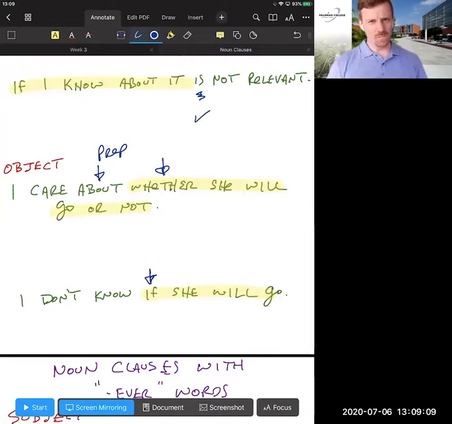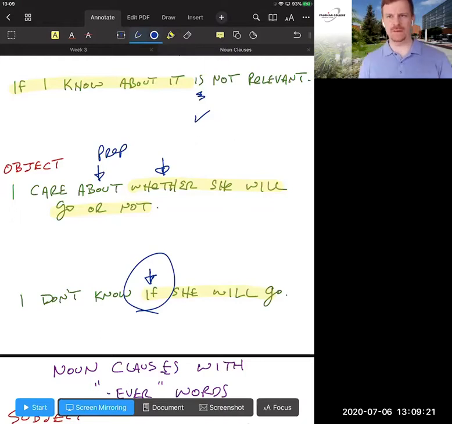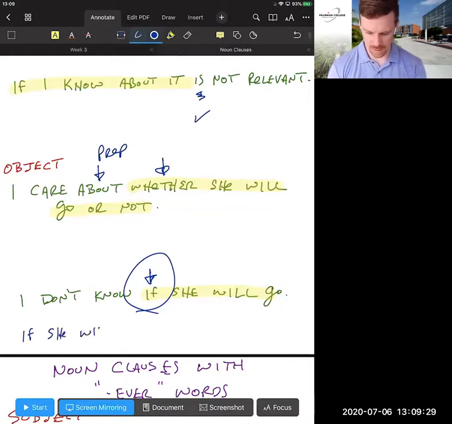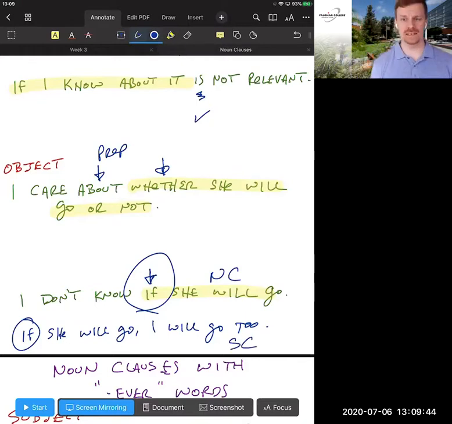And this is where things get a little confusing because if is also a subordinating conjunction. We can say if she will go and then give another clause and have a subordinating conjunction. And it looks the same, but the function in the sentence is different. If you have a sentence that says something like if she will go, I will go too. They both use if, but this one up here is a noun clause, and this one down here is a subordinating conjunction or a complex sentence.